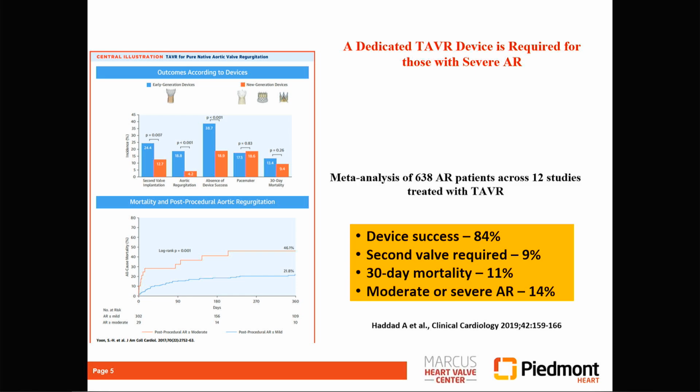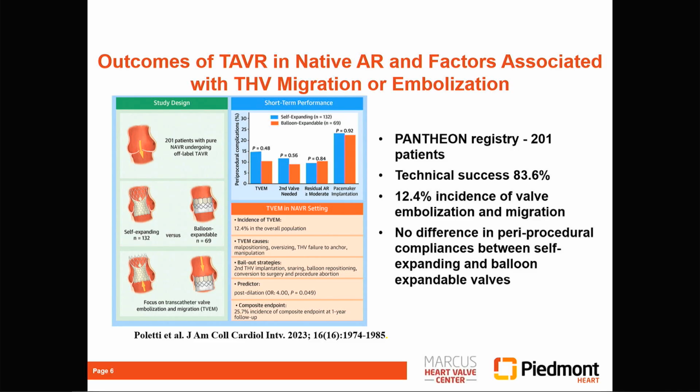And you can see that the device success rate is 84%. That means that 16% of patients had an early failure, which is very high in my opinion. And look at the 30-day mortality, 11%. Not very good in my opinion. And the moderate severe AR is 14%. To me, it reminds me of 2006 when we were first starting doing TAVRs.